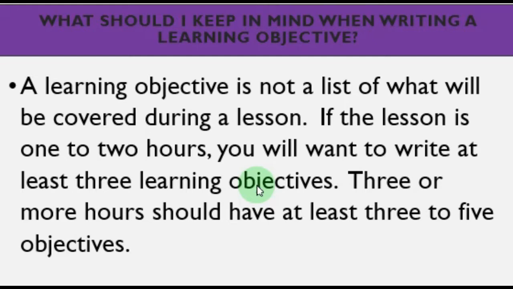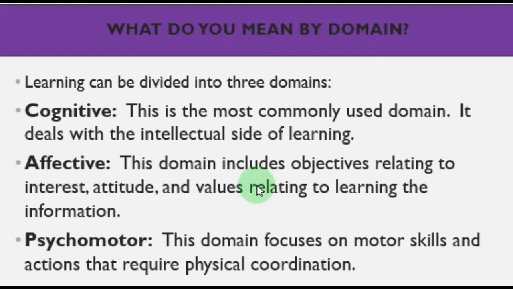Also, a learning objective is not a list of what will be covered during a lesson. If the lesson is 1 to 2 hours, you will want to write at least 3 learning objectives. 3 or more hours should have at least 3 to 5 objectives. Okay? So, usually, ang ginagamit natin sa paggawa ng isang objective ng module for intervention ay tatlo lang. Okay? The affective, psychomotor, and cognitive. Okay? So, paano natin ma-identify?